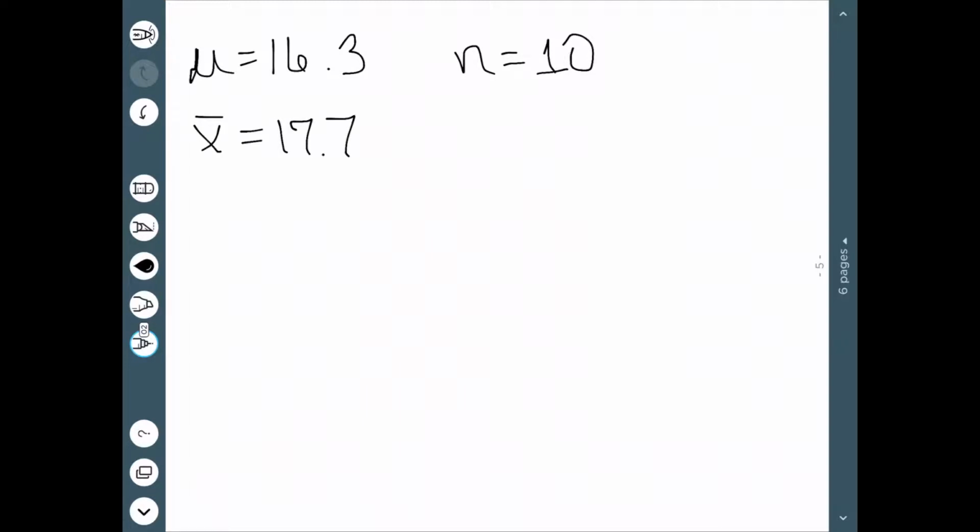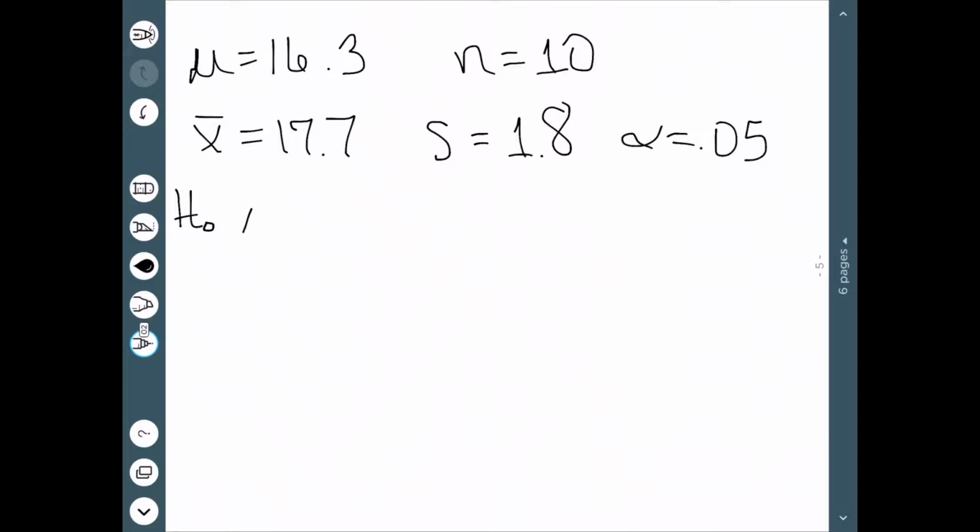Let's now look at an example of a full test. Let's suppose that we have some investigation that claims that the average number of infections per week at a hospital in a particular state is 16.3. Looking at a particular hospital over a random sample of 10 weeks, the mean number was 17.7 and the sample standard deviation was 1.8. We want to know if the original claim was right. Is the average actually 16.3? And we're going to test this at 0.05.